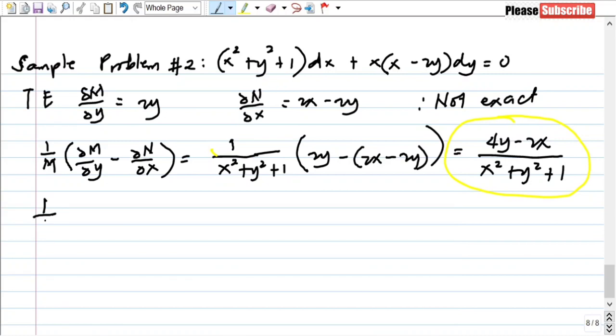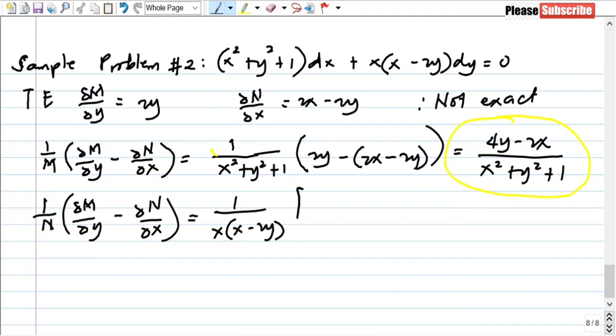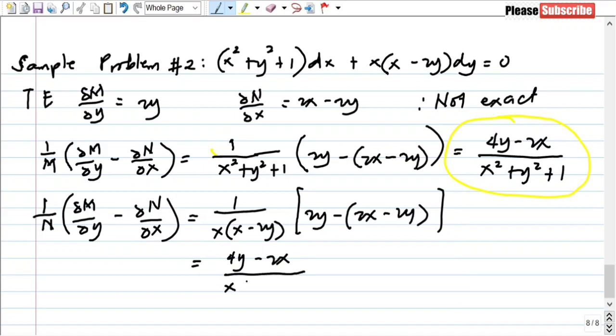So, gamitin natin yung function of x alone ulit. Ginamit ko lang yun para matest natin. So, the partial derivative of m with respect to y minus the partial derivative of n with respect to x, that is equal to what? Ano yung n natin? So, we have 1 over x times the quantity x minus 2y. Okay. And then ulit, we have 2y minus. Step by step. Simplify na natin to. So, we have 4y minus 2x over x, and then bakit may 2x?